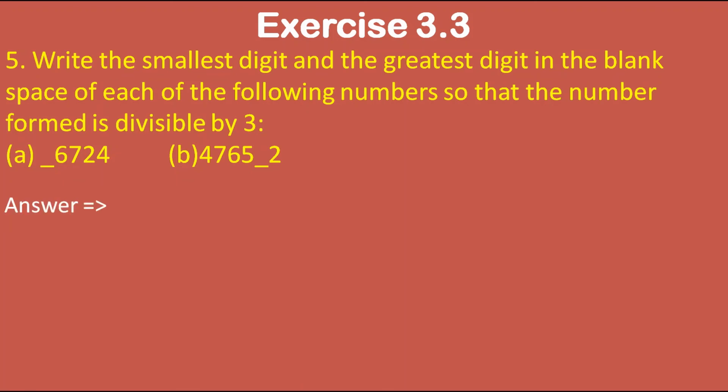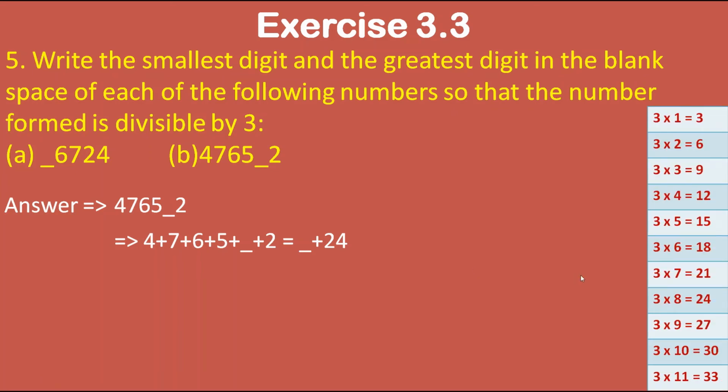That is 4765-2. Okay, now here again the same rule we have to use. We have to add the digits which we have. So we are getting the answer as dash plus 24. Okay, so let's check the multiples of 3.